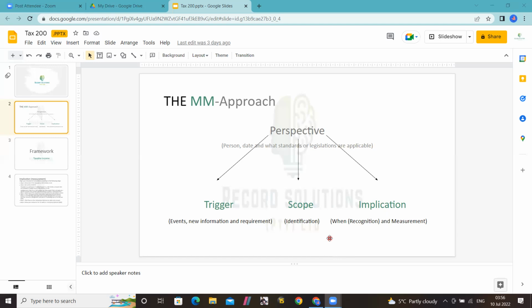So this approach is very important to use when you're reading scenarios and when you're answering. So I'm just going to go back to the exam and cover all the points, all the questions that we had. So the first one is number 3, the rental income part.